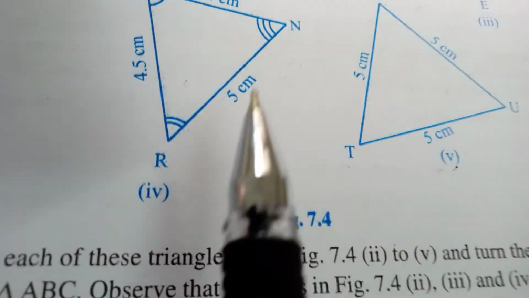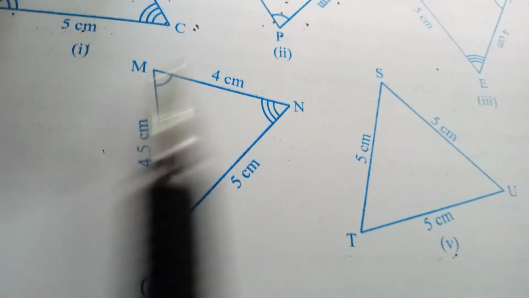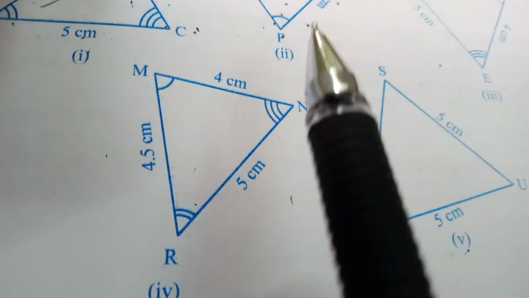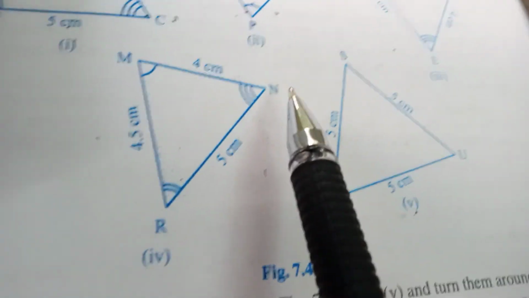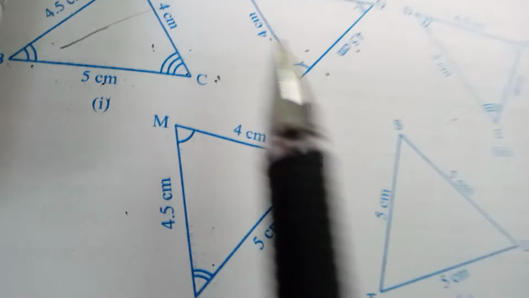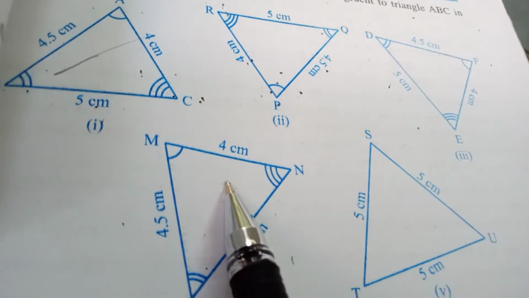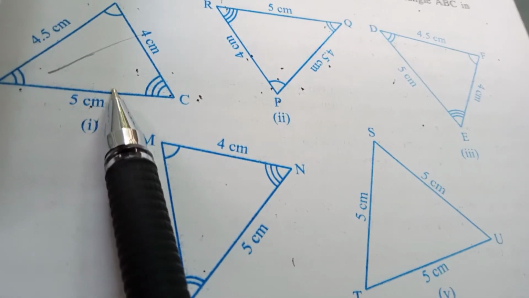In the same way, again we are getting lengths of 4.5, 4 and 5. No doubt we have to rearrange while writing the triangles, but the lengths and the values of angles are similar. So we can say that the second, third and fourth triangles are congruent to the first one.